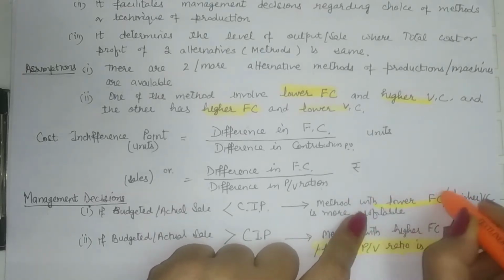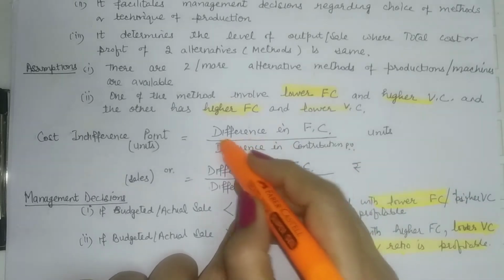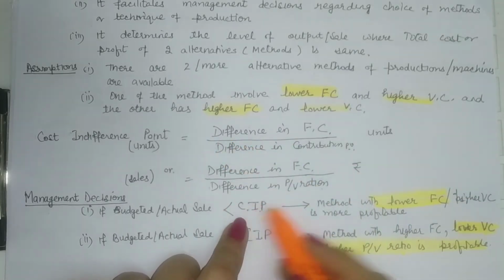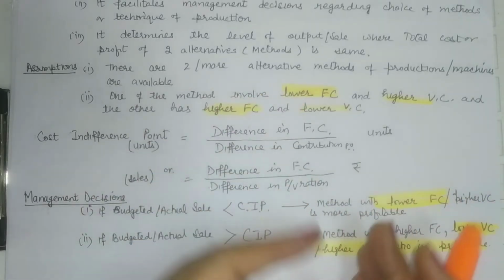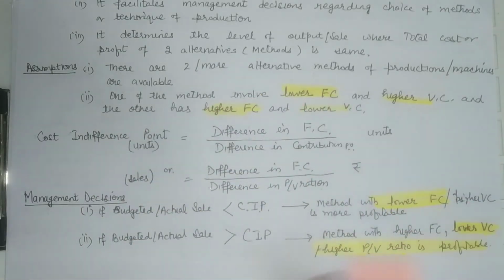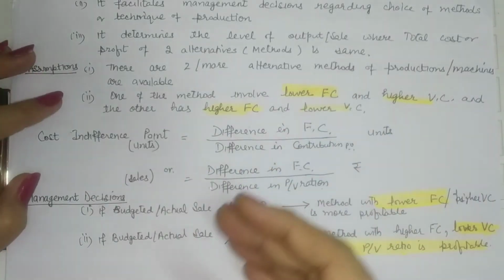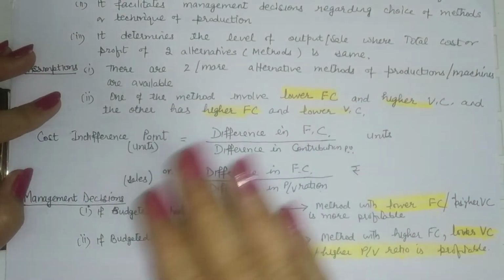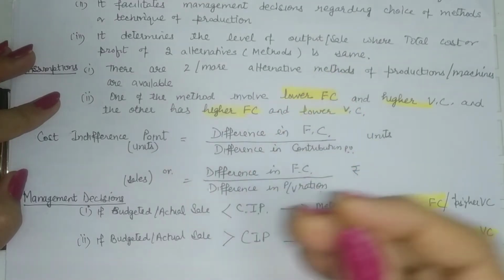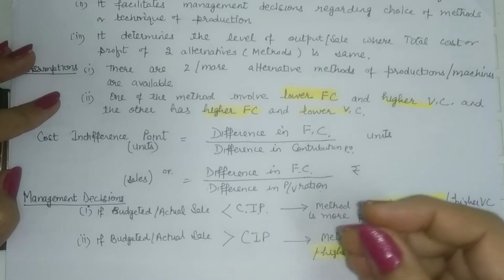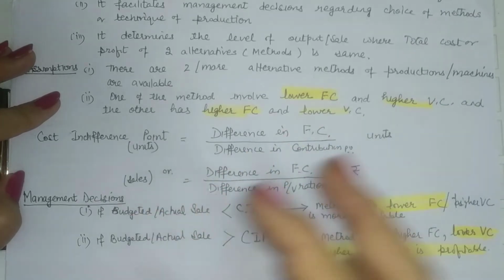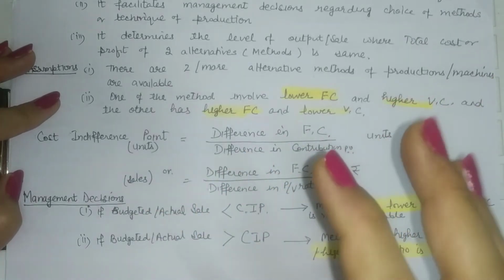So when you are below this activity level, this cost indifference point, a method with lower fixed cost is more profitable, because the lower the fixed cost, the more will be your profitability. But when you go beyond this level, it is just like a break-even point of two methods. So when you go beyond a break-even point, then you go for higher profits, higher contribution, higher PV ratio, because we know that all contribution that we attain after this is pure profit.